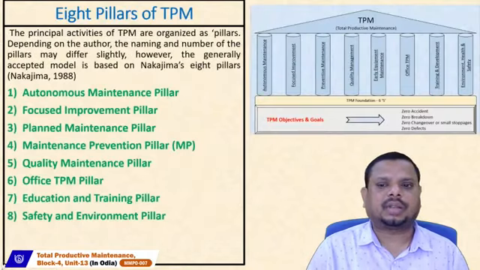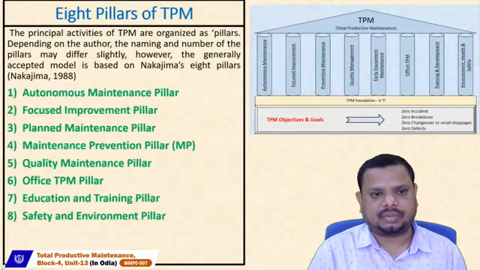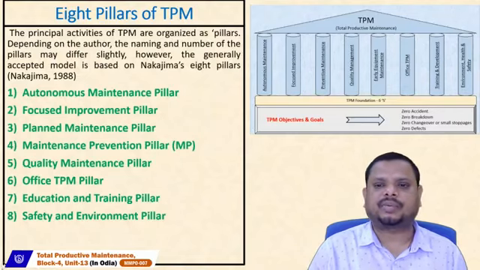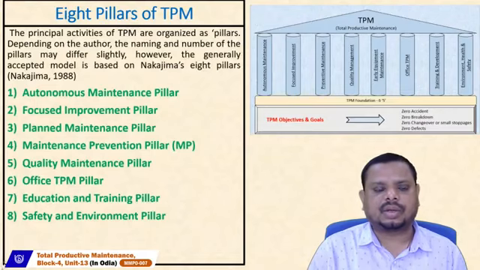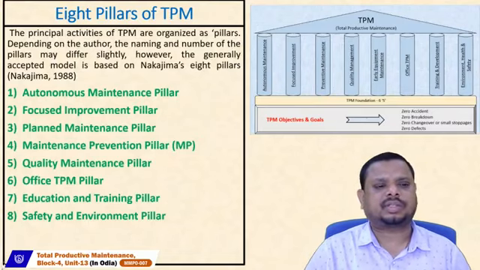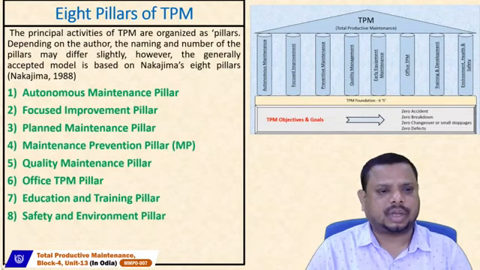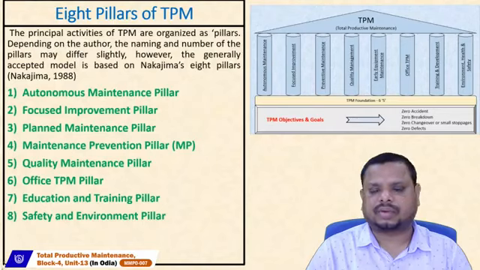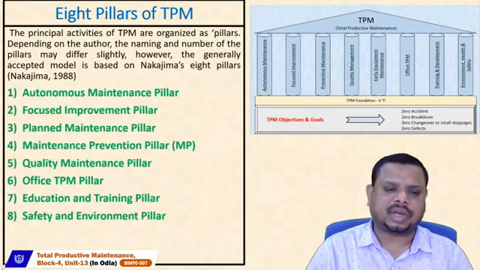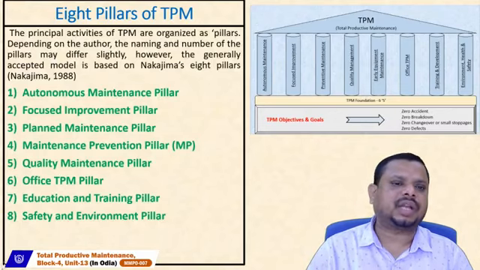Moving to the next one. The next topic, which is very important for today's session on total productive maintenance, is the 8 pillars of total productive maintenance. So what are the 8 pillars and what are their objectives? First we have to understand that this model was developed by Nakajima from Japan, and these pillars are the most vital pillars for implementing total productive maintenance. So let's understand the objectives and goals of these 8 pillars.